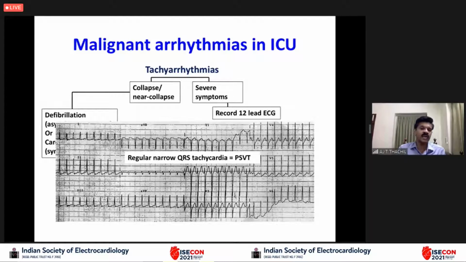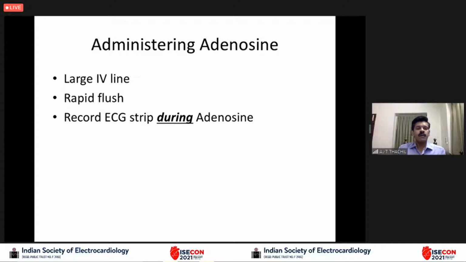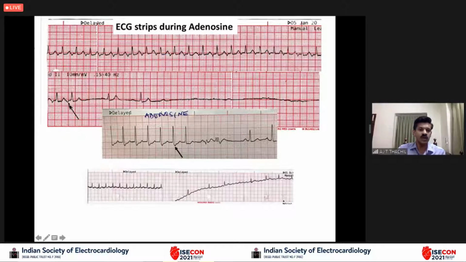It might show a regular narrow QRS tachycardia, which you diagnose as SVT. The management is adenosine. Remember, the dose is 0.1 to 0.3 milligram per kilogram. It can range in between any of them. And please record an ECG during adenosine, not before adenosine and after adenosine. So here's the importance. You record an ECG during adenosine. In these two strips, you can see that the adenosine has stopped the P wave from forming.